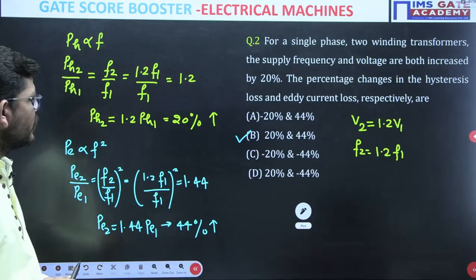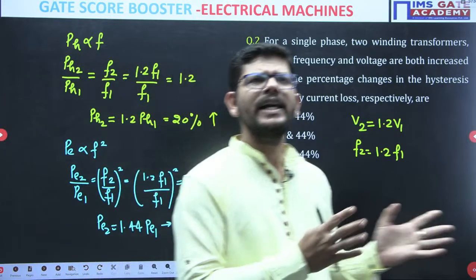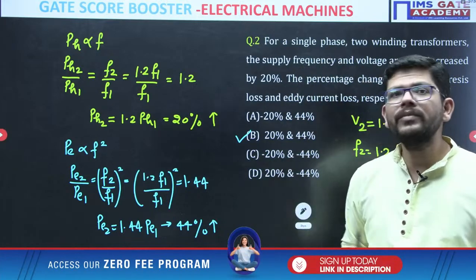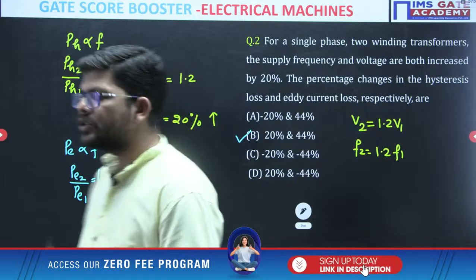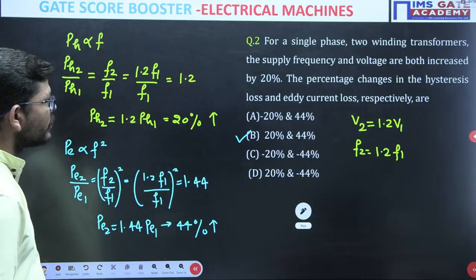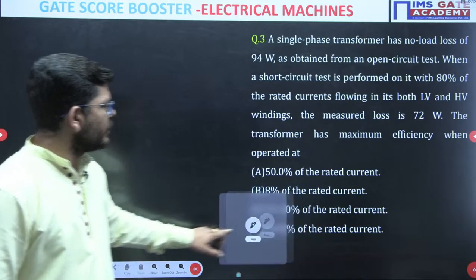Very good. Okay, so this is an important topic from where we can expect a GATE question. Every GATE paper, if you pick any, has a question from this topic. That's why I also took 2 questions, which will give you a flavor of hysteresis and eddy current losses. Now after this question, just see this one.